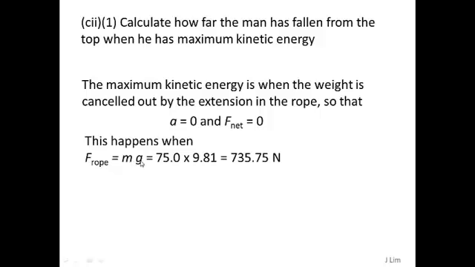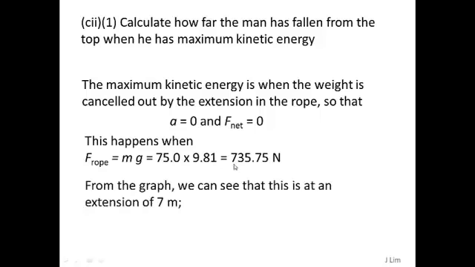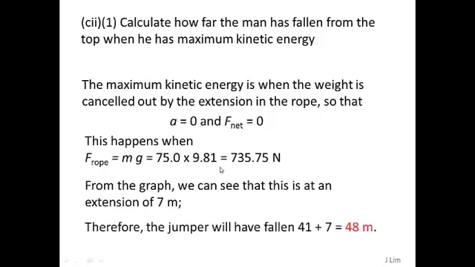This happens when the force in the rope is 735.75 Newton. That's the tension in the rope. From the graph, we can see that this is at an extension of 7 meters. Therefore, the jumper will have fallen a distance of 48 meters.